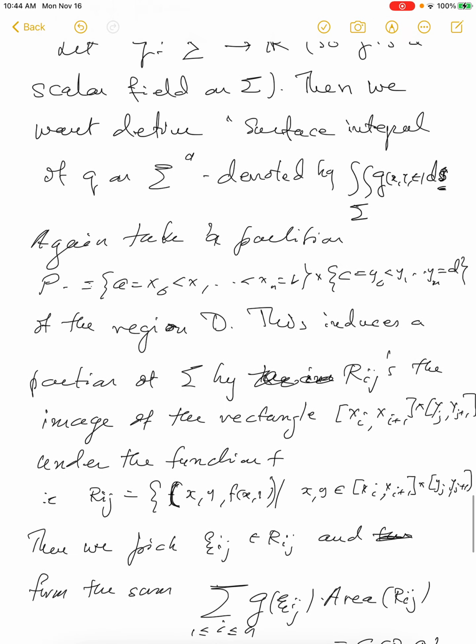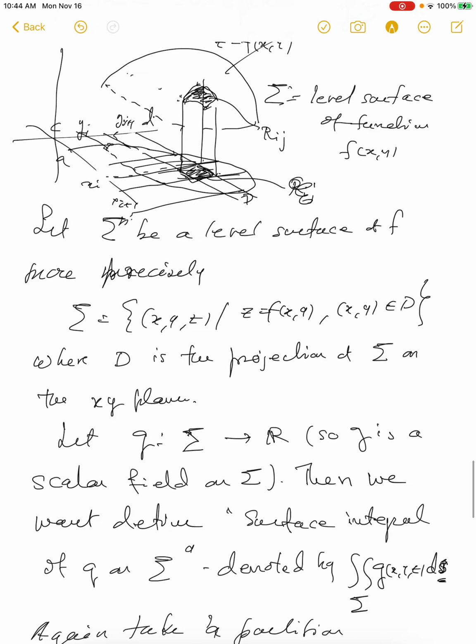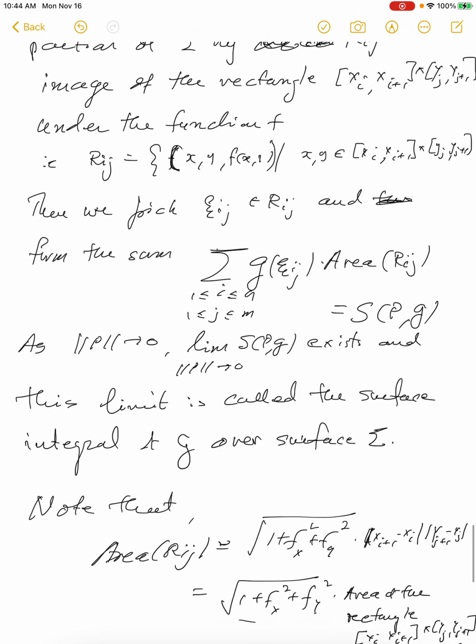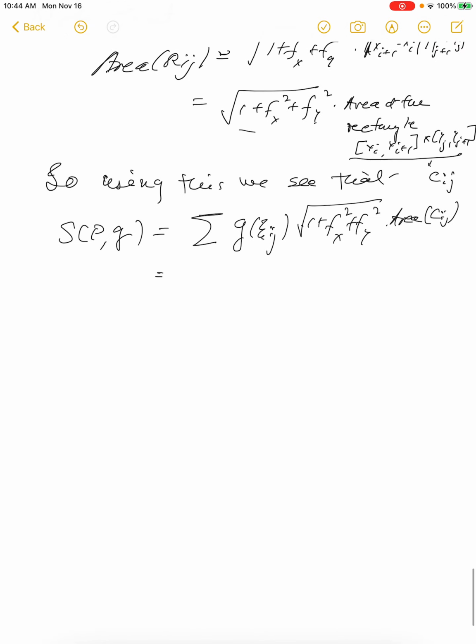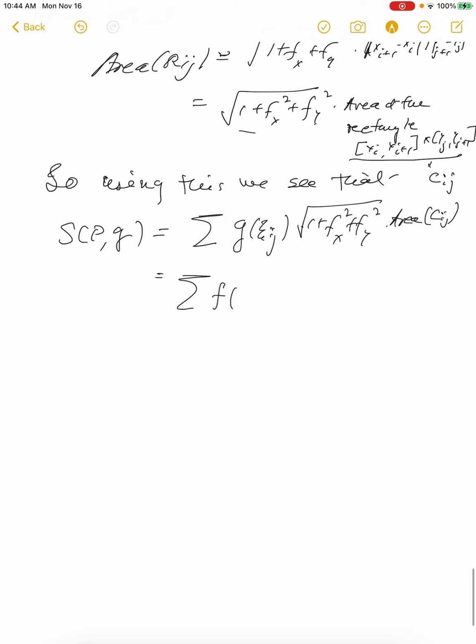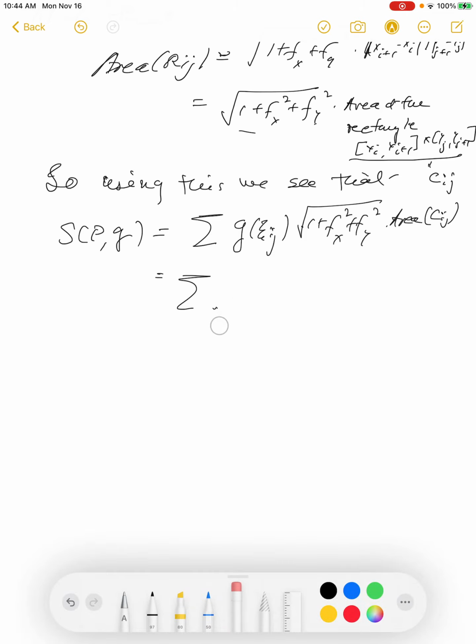And so now I pick, see, this is the picture. I'm picking a point here which I could have thought of as a point on the base. So if I pick psi ij here, this will be written as f of eta ij on the base. So this will be summation g of f of eta ij times root 1 plus fx square plus fy square times area of Cij.